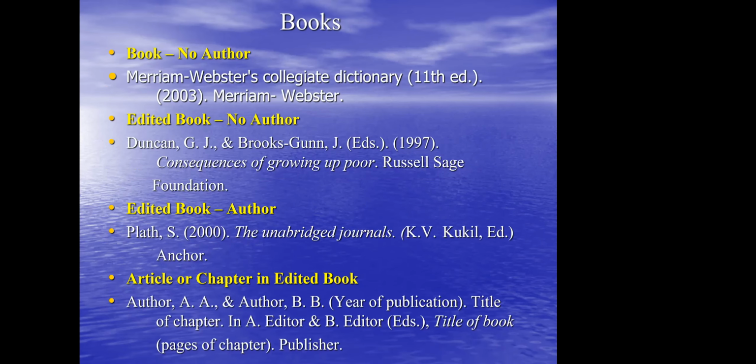Okay, then these are just some examples. For instance, a book that has no author, like the dictionary, it really has no author. This is the way you would cite it, with the date, what edition it is, and who's the publisher. An edited book with no author, then you put the editors as where the authors would normally be.